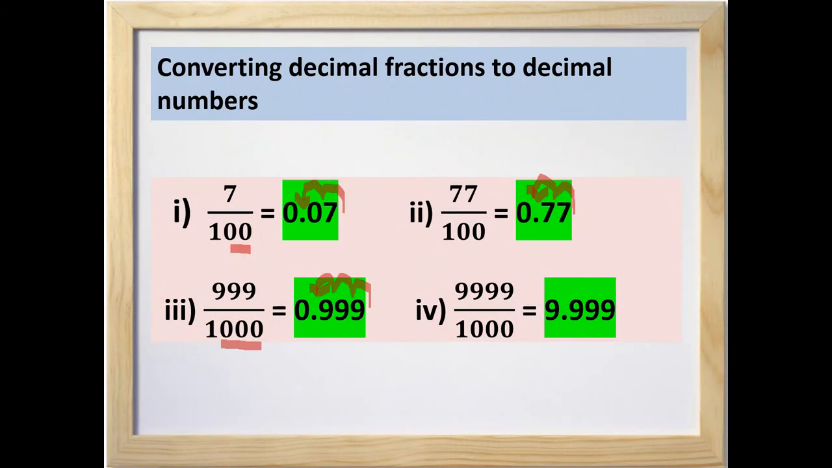And in the fourth problem, we have 9999 by 1000. Again, it is a decimal fraction. So how many zeros are there in 1000? There are 3 zeros. And what is the numerator? 9999. So just write the numerator 9999 and shift the decimal point 3 places from the right towards the left. Understood children? So the decimal number is 9.999. Is it clear children?